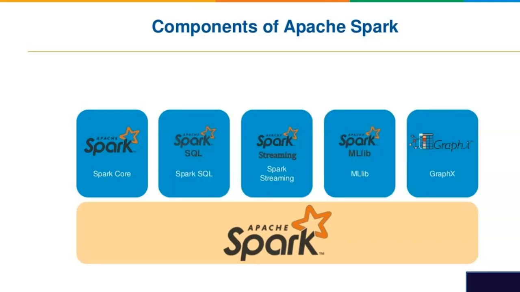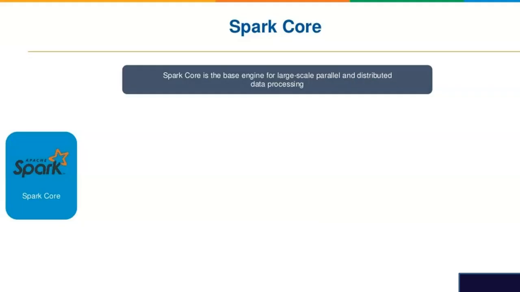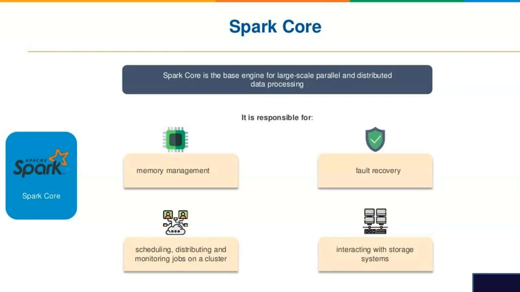Apache Spark has all five components: Spark Core, the base engine, Spark SQL, Spark Streaming for real-time processing, Spark Machine Learning for machine learning integration, and GraphX for advanced analytics in graphical form. Spark Core is the base engine, responsible for memory management, fault recovery, scheduling, distributing and monitoring jobs over a cluster, interacting with storage systems, and so on.